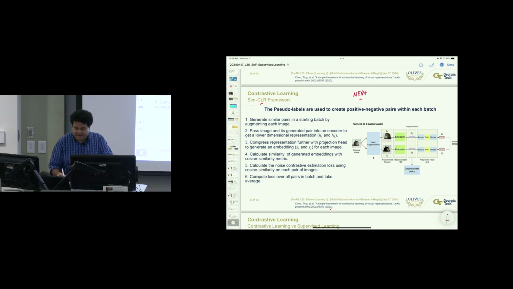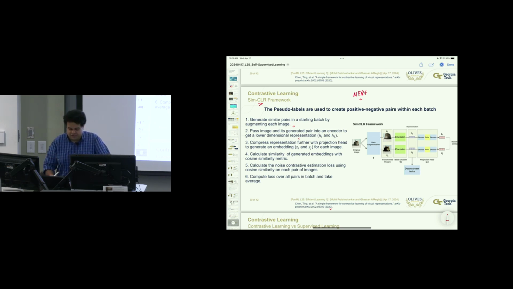So in this slide, I have detailed the SimCLR framework. Let's go through it a little bit in more detail. So we start by generating similar pairs in a starting batch by augmenting each image, which basically could be any pretext task we want. It could be based on transformation, it could be based on mask prediction, or you could have already gotten the pseudo labels via deep clustering, doesn't matter. You're just creating those pretext tasks, augmenting it by the pseudo labels. You pass the image and generated pair into an encoder space, into a lower dimensional representation space, Hi and Hj.